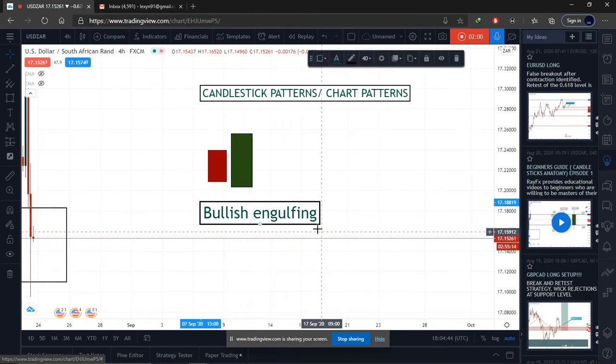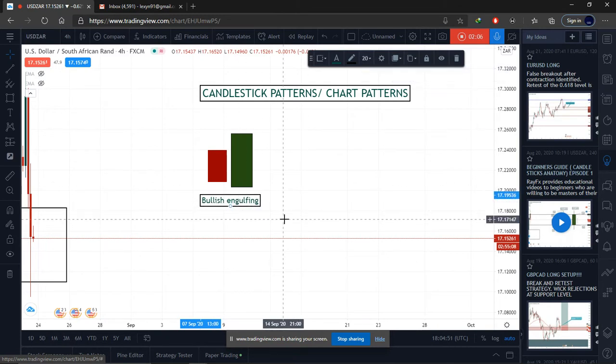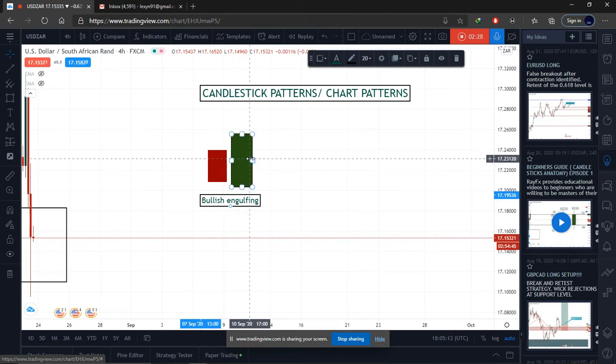This is the bullish engulfing pattern. This pattern is only important when it is on a support level. Again, support levels are the levels where the market rises from. I told you yesterday that if you have a green candle, it's a bullish candle. We have a move from the downside to the upside.